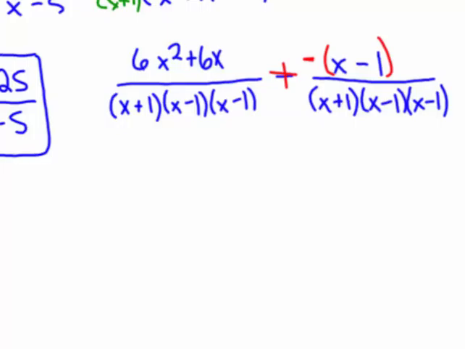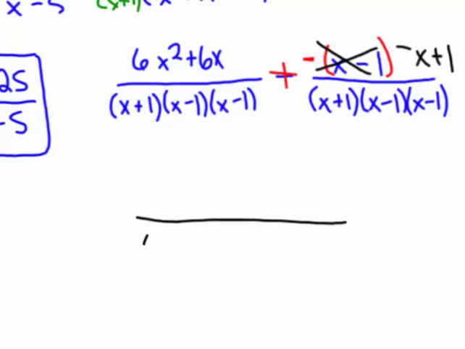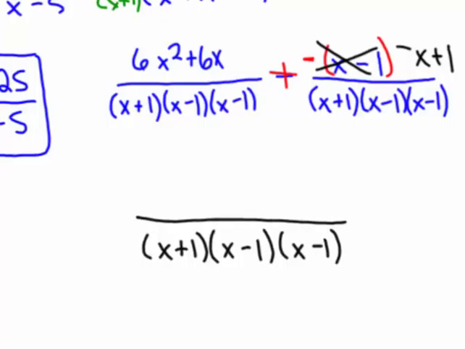So what am I going to end up with? Plus, and then on the top of the right one, oh, I just distribute the negative. I'm going to get negative x plus 1. At this point now, just put your like terms together. Bottom stays the same. I'm adding the tops. 6x squared plus 5x plus 1.